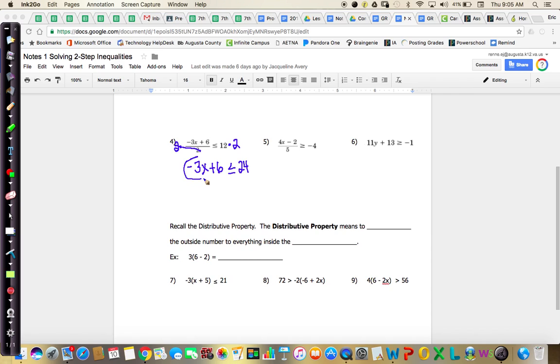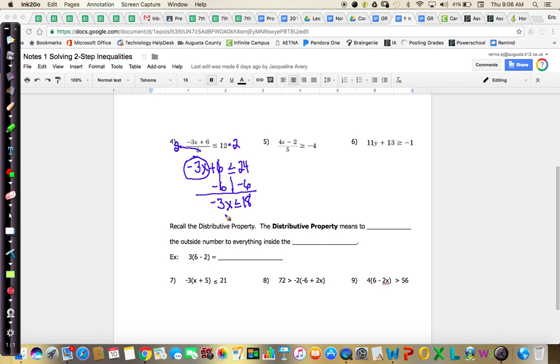Okay, circle your variable and draw your T. The inverse of adding 6 is subtracting 6. 6 minus 6 is 0. Bring down your negative 3x. Bring down your symbol. And 24 minus 6 is 18.